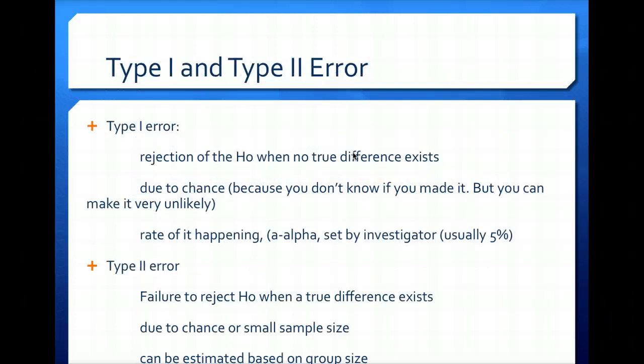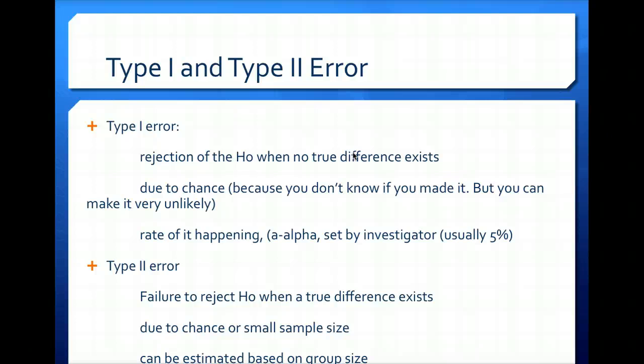I'm going to talk a little bit about type 1 and type 2 error. These are actual definitions and then I'll put it in plain terms for you. So type 1 error is rejection of the H0 when no true difference exists. It's due to chance because you don't know if you made it, but you can make it very unlikely. It's the rate of it happening, alpha set by investigator, which is what you usually see, the 5% or 95% confidence interval or 0.05 for your p-values.